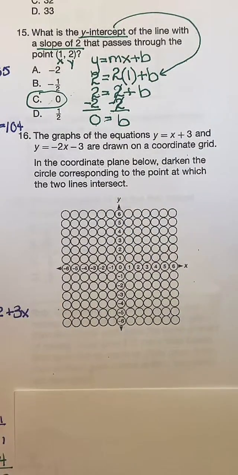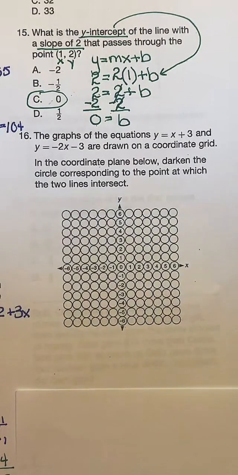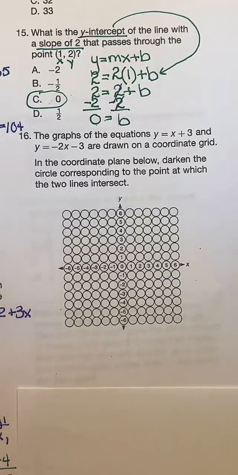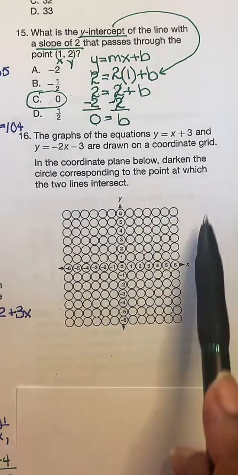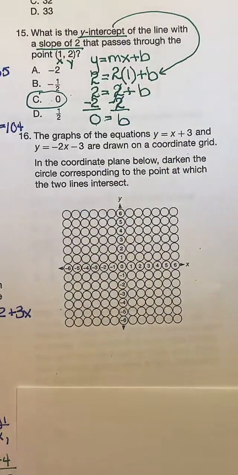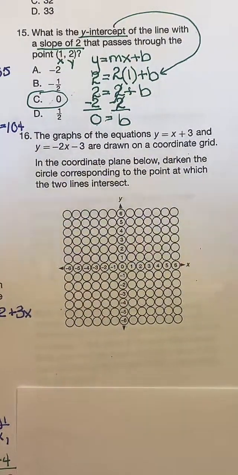All right, let's take a look at 16. The graphs of the equation y equals x plus 3 and y equals negative 2x minus 3 are drawn on the coordinate grid. In the coordinate plane below, blacken the circle corresponding to the point at which the 2 lines intersect. All right, so again, GED 4-point question. Anytime they give you equations or slopes or graphing, 4-point question. So we're not going to just run away with this, okay? We're going to take this step by step.